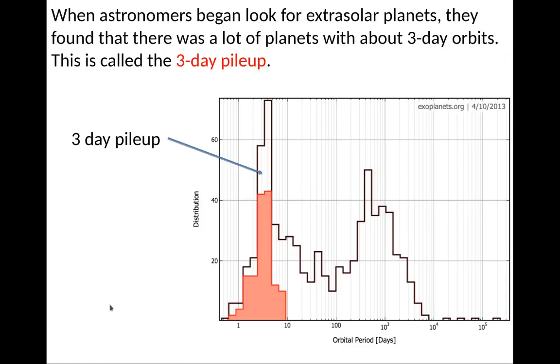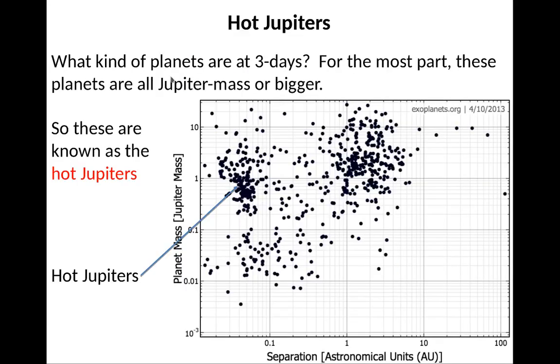Okay. So when astronomers first began looking for extrasolar planets using radial velocity, they found there were a lot of planets with 3-day orbits. This is called the 3-day pileup. Basically, these are all planets piling up around 3 days for some mysterious reason, right? So what kinds of planets are found in 3 days? For the most part, these are planets of Jupiter mass or bigger. These are known as hot Jupiters, right? Because they're very close to the star.